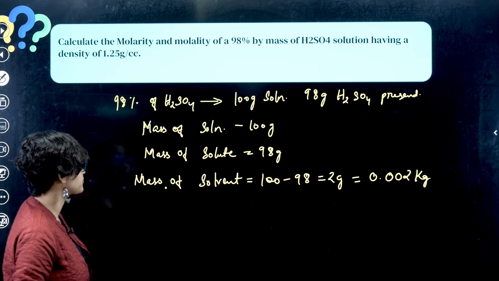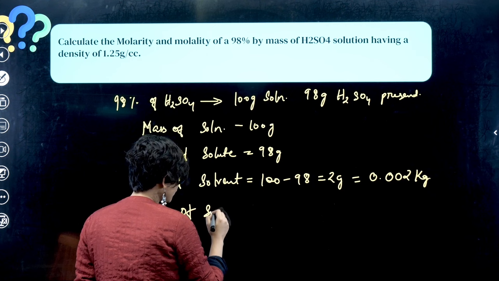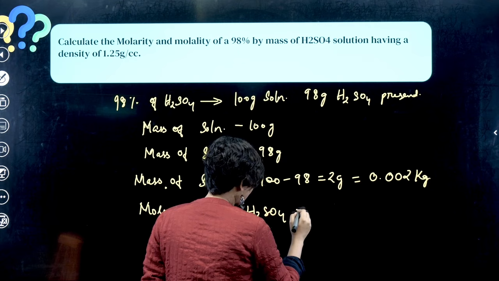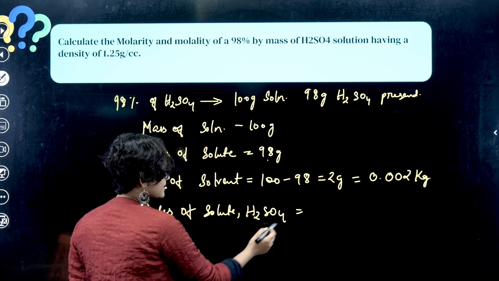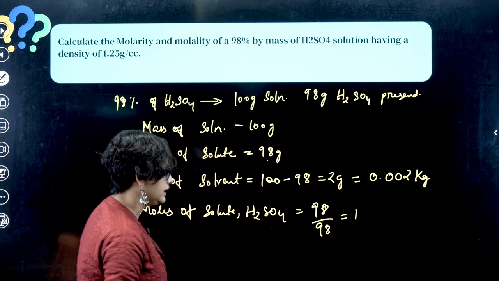Now let's do moles. So, moles of solute, that means H2SO4. How do we calculate moles of solute? Moles of solute will be given mass divided by molecular mass. The molecular mass of H2SO4 is also 98. So 98 divided by 98 is equal to 1.